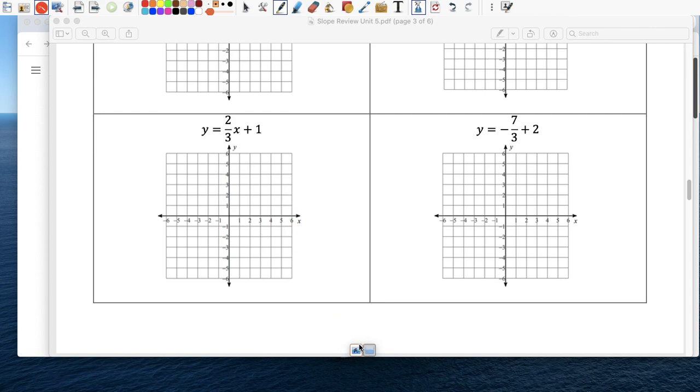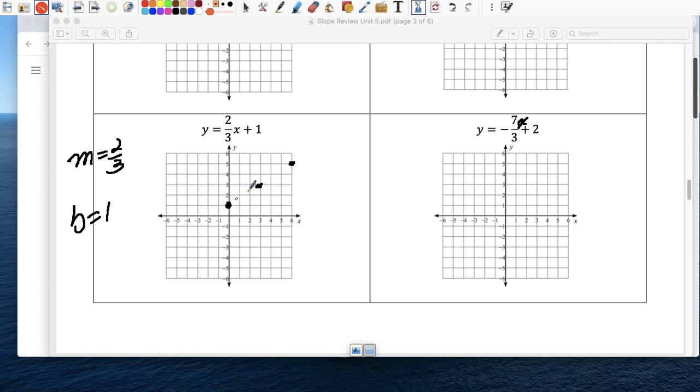Well, this one's correct. I don't know why these ones don't have the x here. So m equals 2/3. That's the slope. The y-intercept is 1. So start at the y-intercept. Up and down we count 2, left and right go 3. 1, 2, 3. Up 2, 3 right.